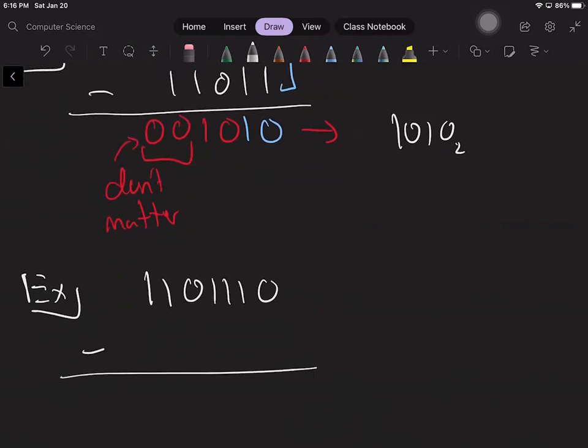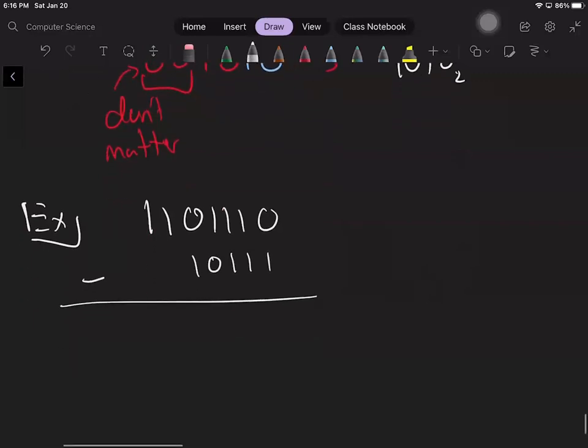Minus 0. Just gotta be careful to line it up nicely. Okay. So again, here we can't subtract. We borrow the 1. That becomes a 0. Bring it over here.